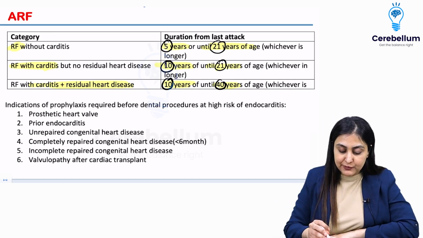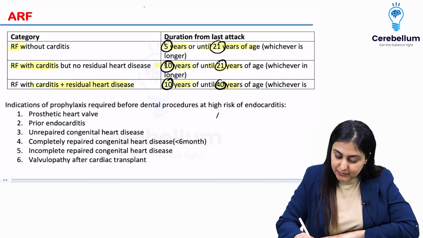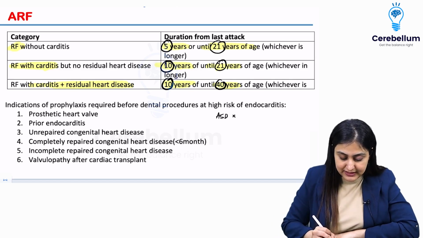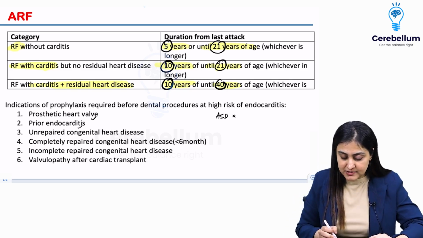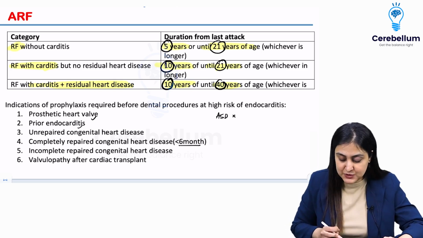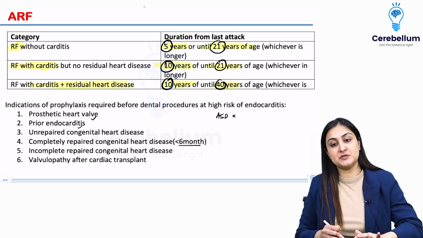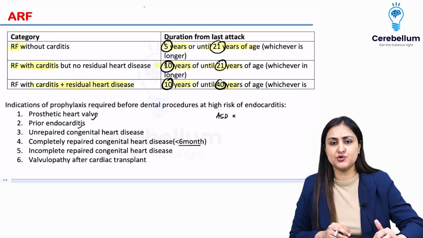Independent question, what are the prophylaxis indications before any dental procedure? What you can remember is ASD is not an indication. You could have prosthetic valves, prior history, any congenital heart disease which is unrepaired or incompletely repaired or less than 6 months repaired, or after transplant you have valvulopathy. So these are just things that if you hear once, you should be sorted.